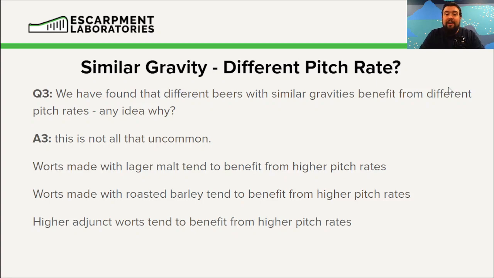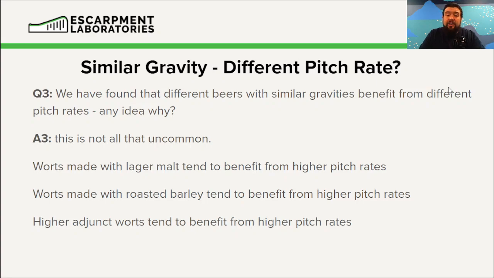Worts made with roasted barley tend to benefit from higher pitching rates. Some strains don't handle the roasty grains as well. There's also an acid component here that you have to take into account. I don't know a whole lot about this, but anecdotally, I know a handful of brewers have benefited from this.